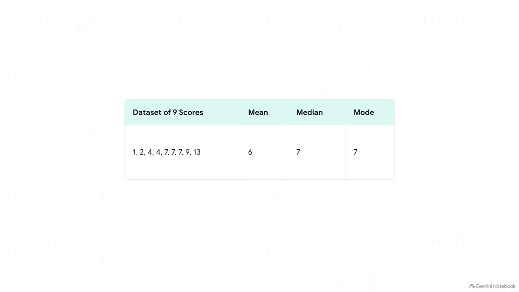Now, what's really interesting is how these 3 measures interact within a specific data set, like these 9 student quiz scores. The mode is 7, because it pops up 3 times. The median is also 7, sitting perfectly in the middle position. But the mean, it gets dragged down to 6. Why? Because those surprisingly low scores of 1, 2, and 4 exert a heavy, downward mathematical pull on the mean, while the median and mode remain stubbornly anchored to the typical student's actual experience.